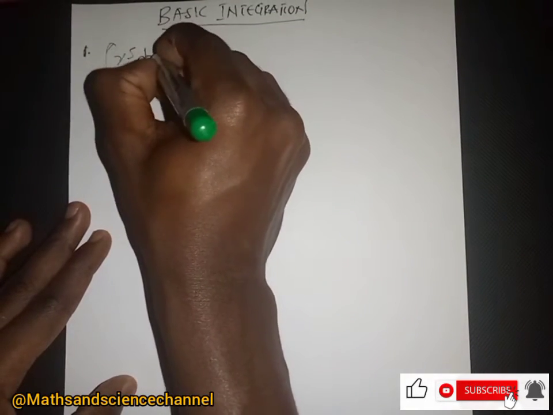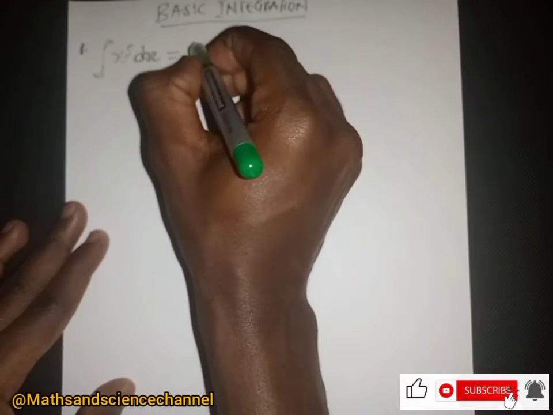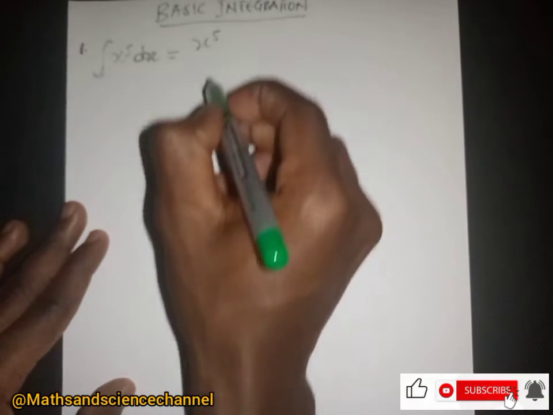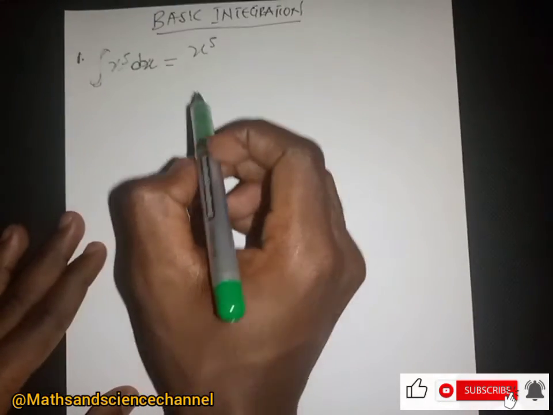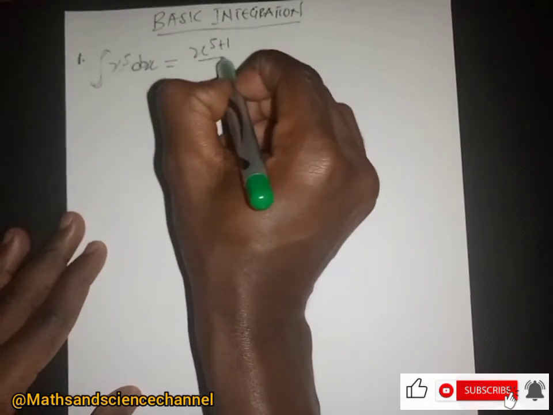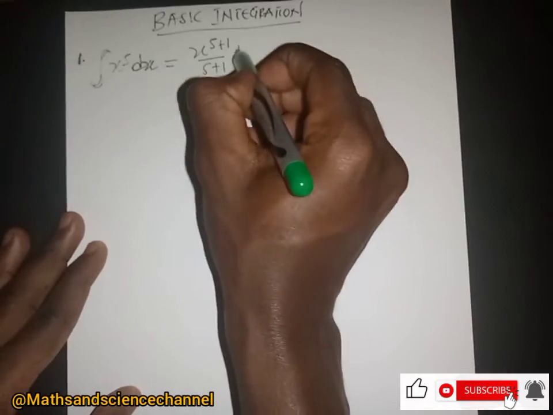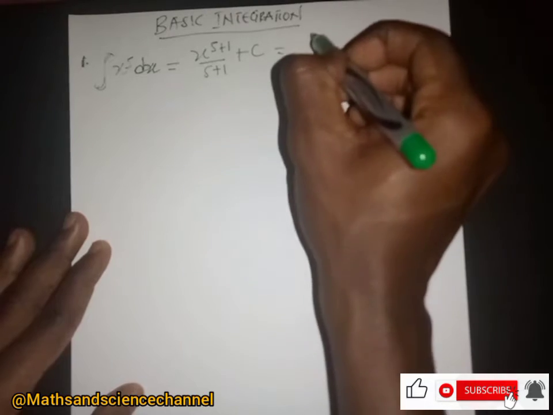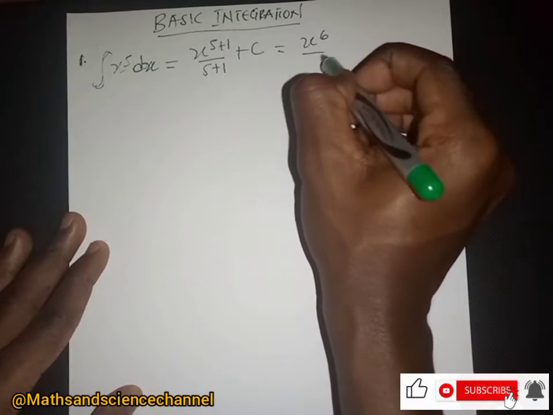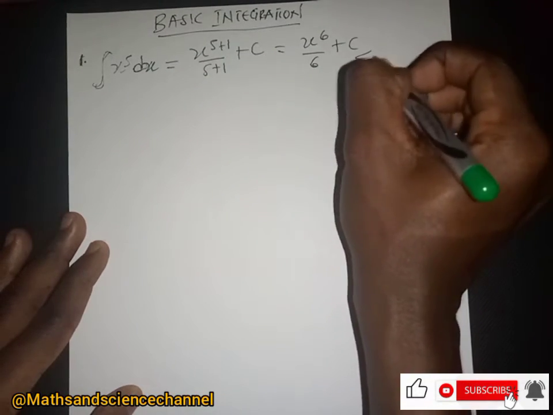Now it will be equal to x to the power 5 here. Now what we'll do is add 1 to the exponent, then we divide by the new exponent, plus c. So we have x to the power 6 over 6, then plus c. That will be the first one.